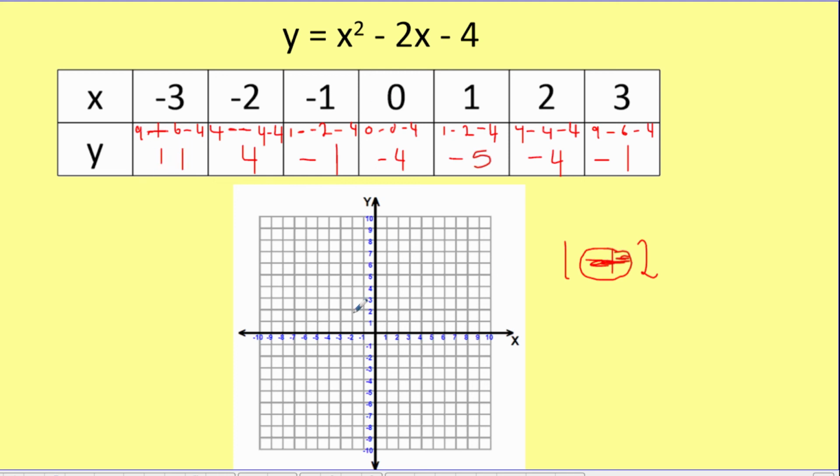Let's plot this then. So we've got 11 minus 3, which is going to be about there. Minus 2, 4, which is there. Minus 1, minus 1, down there. 0 minus 4. 1 minus 5. 2 minus 4. 3 minus 1. Take this one all the way down, down to negative 5. And then we're going to go back up, like a nice U shape up like that.